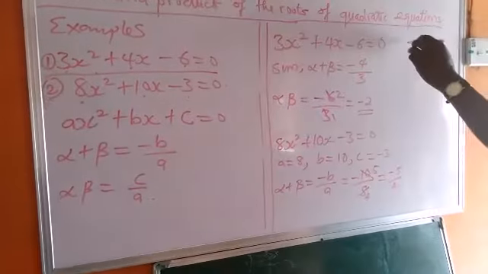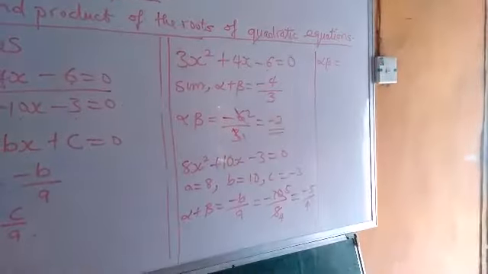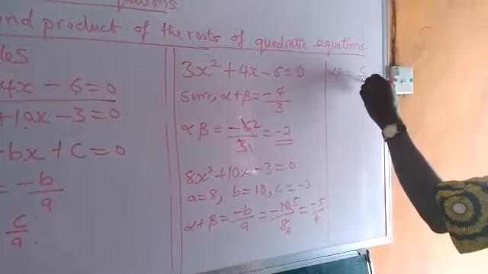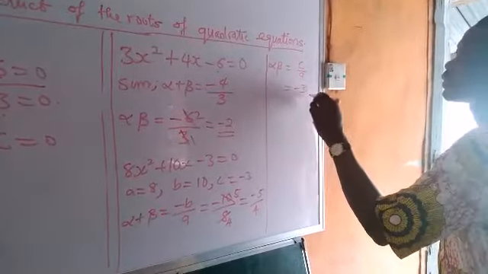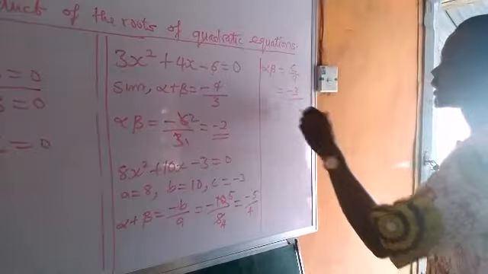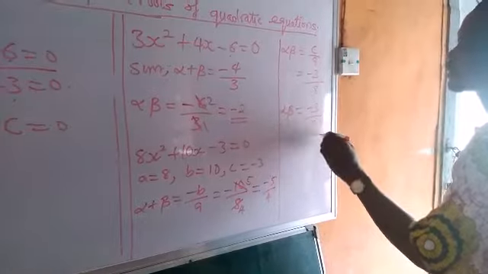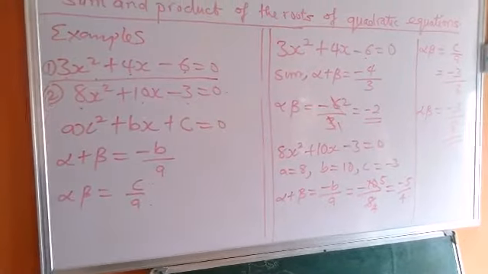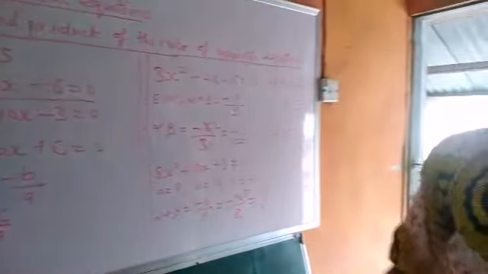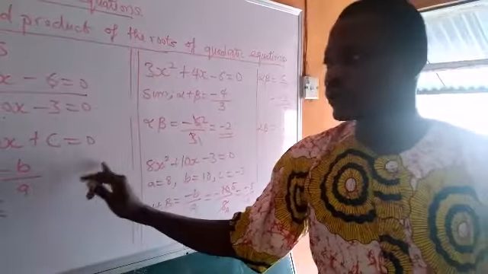That is the sum. What about the product? The product of this equation, alpha beta, is c over a. What is our c? C is minus 3. And what is our a? A is 8. So alpha beta will be equal to minus 3 over 8. So this is how to find the sum and product of any quadratic equation of the form ax squared plus bx plus c equals 0.